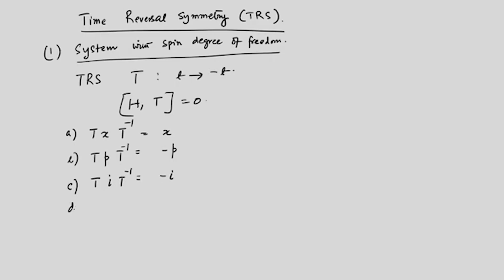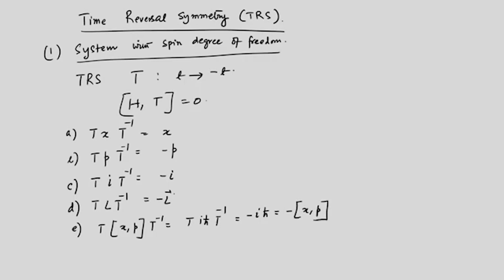Okay. So, if you like, T L T inverse, that is L, the angular momentum, also picks up a negative sign. If you want a little more on that, it is not required, but X and P commutator is i h cross, we know. So, this is equal to T i h cross T inverse, and by the third property, T i T inverse will become equal to minus i. So, this becomes equal to minus i h cross, which is equal to a minus X P commutator. Okay. So, the X P commutator does not remain invariant.